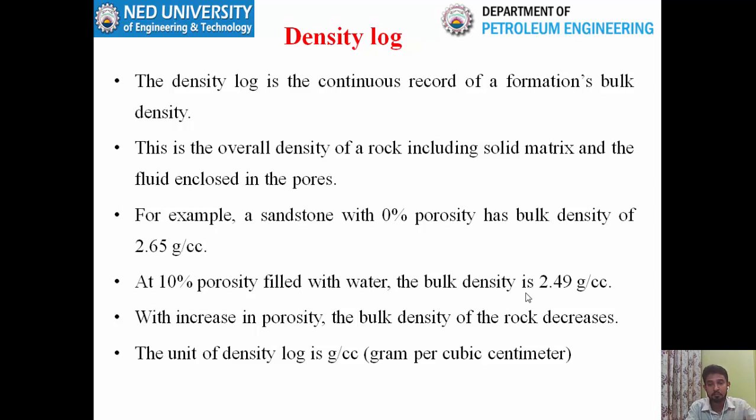which means that bulk density is a function of porosity. So with increase in porosity, bulk density decreases because now solids have been reduced in the porous sandstone, and that particular percentage of solid has been occupied by water now, and water is less dense as compared to solid. So overall density of the rock has decreased. So with increase in porosity, the bulk density of the rock decreases.